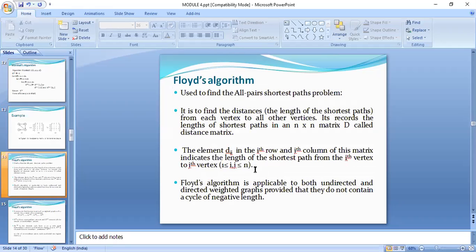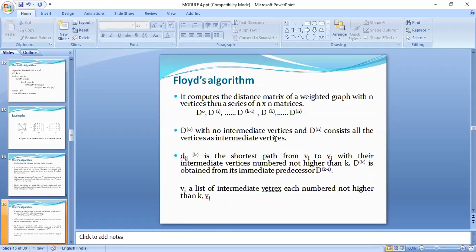If at all there is a negative value, then it reflects that you cannot go for the distance matrix. So we will always avoid the negative length, because whenever you go for a minimum value, the least value will always be the negative value. So we try avoiding the negative length, and we will not consider the cycles, but it is applicable for both the directed and undirected graph with a weighted graph.